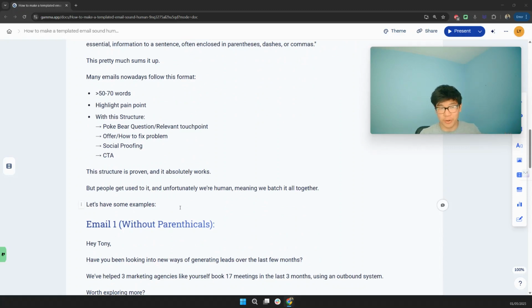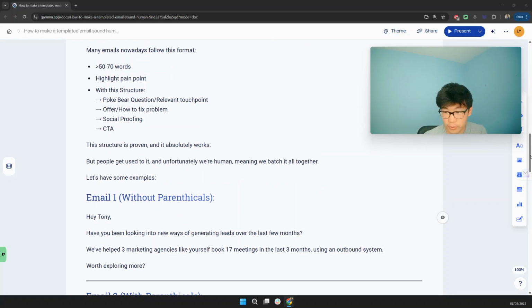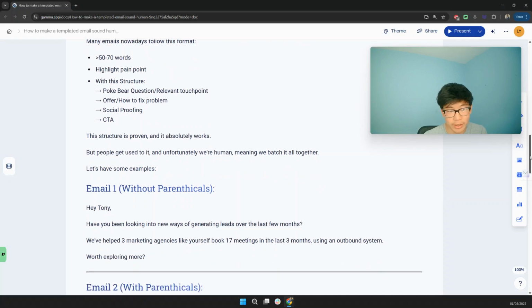All right, so this structure is proven, it works, but people batch everything together. So unless you have a really, really good offer, a really good poke-the-bear question, or you're hitting on a serious pain point, then you will stand out, of course. But if you have a basic email with a basic offer, like SEO or ads, how do you make it stand out then? This is the email without parentheticals, and I'm not gonna gaslight you. I won't show the second thing yet, just so you guys stay and watch.